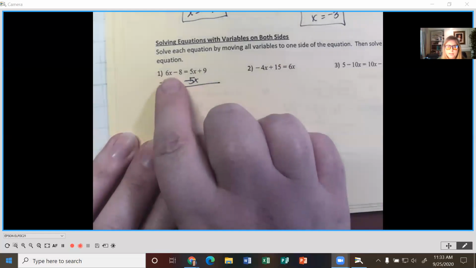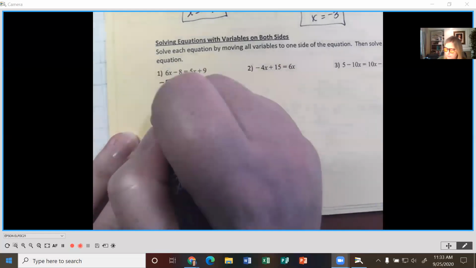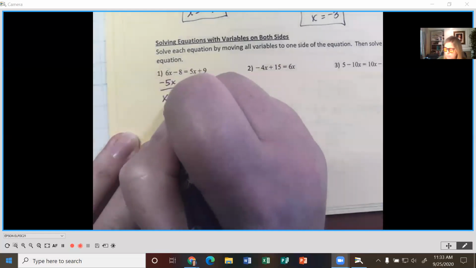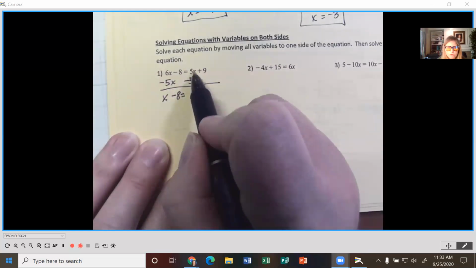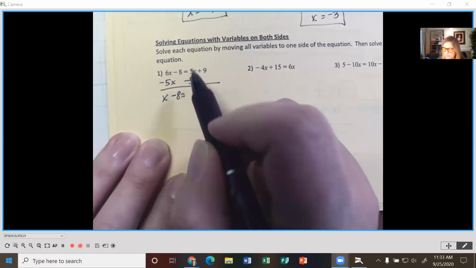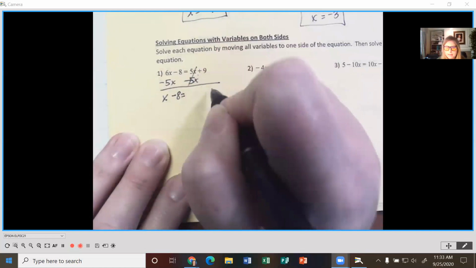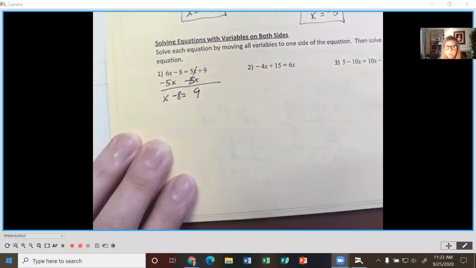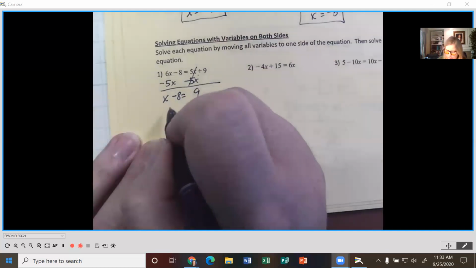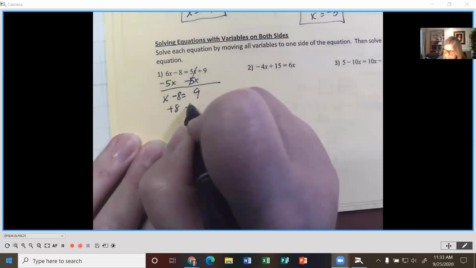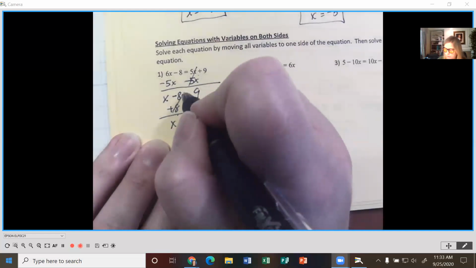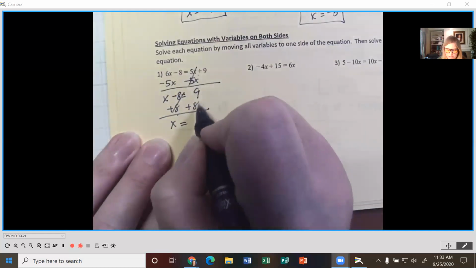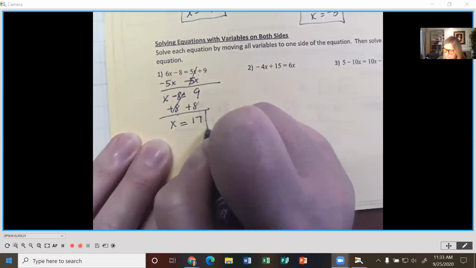Okay, so on the left side, 6x minus 5x is x. I'm going to bring down my minus 8 equals. Then 5x minus 5x is 0. So 5x's take away 5x's is 0, and 0 plus 9 is 9. Okay, then I just add 8 to each side. And negative 8 plus 8 is 0. So that slashes out, bring down the equals. 8 plus 9 is 17.